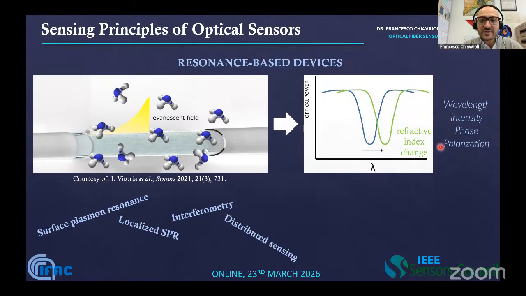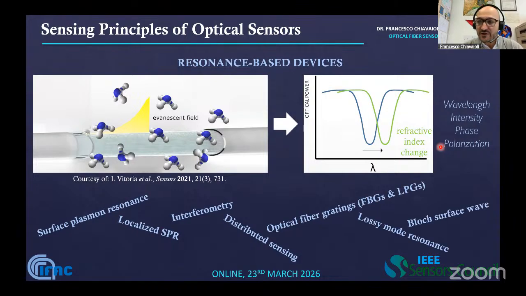This type of device can be implemented using different sensing approaches, and here I just report some examples. The probably well known is surface plasmon resonance. And then we have localized SPR, interferometric configuration, distributed sensing, optical fiber gratings, so fiber Bragg grating, long period gratings, lossy mode resonance, and Bloch surface wave.